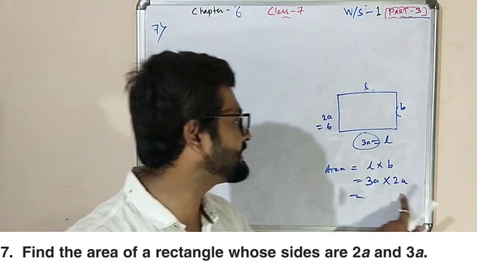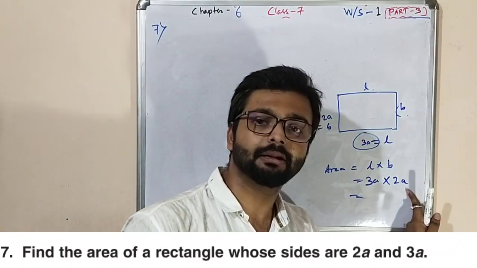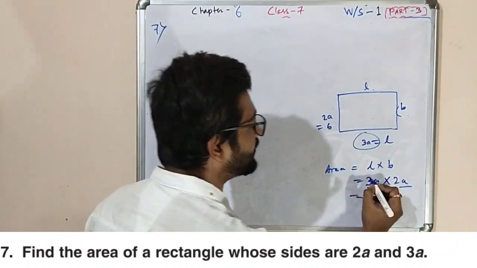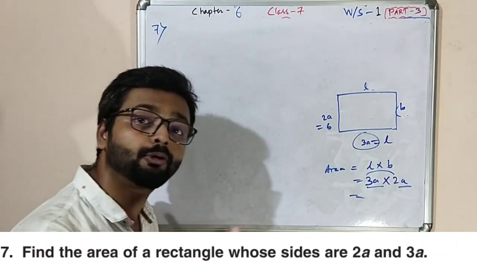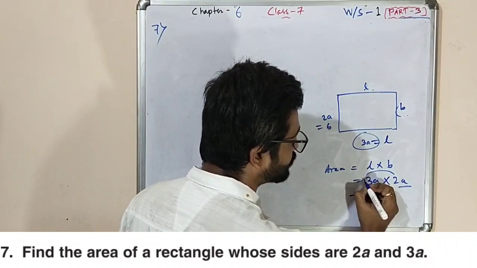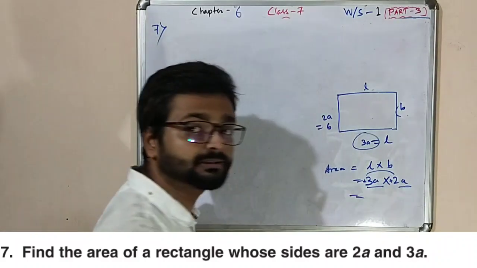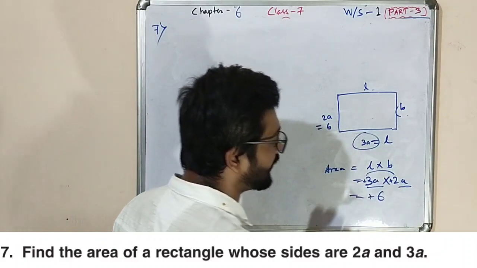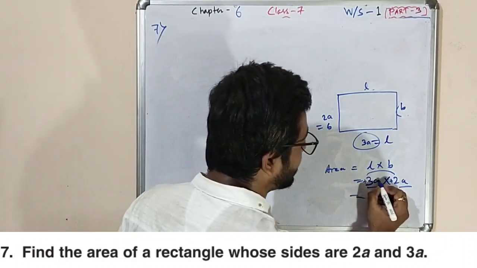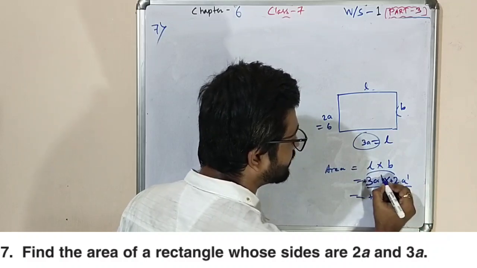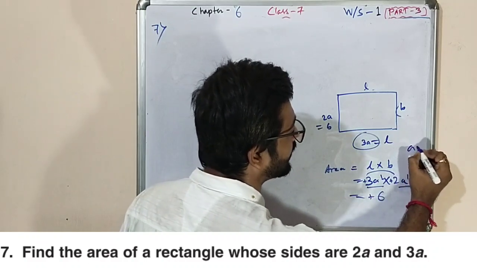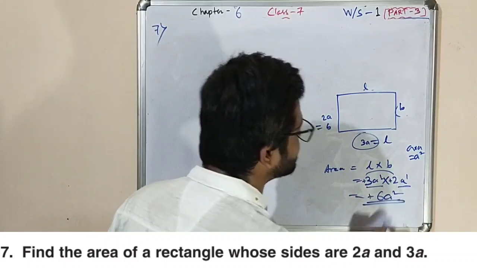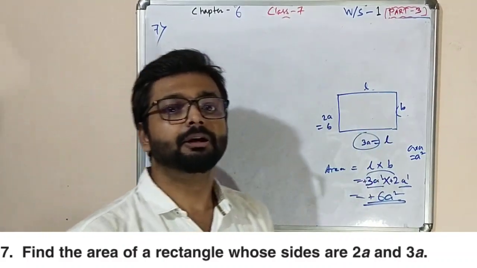You can see both are monomials, single terms. So what to do? Just simply multiply their numerals. Before that, I have to multiply their signs. No sign means plus, and that is also plus. So plus plus plus, and 3 twos are 6. Numerals I have to multiply. After that, a and a. What is the power? Nothing means 1, and there is also 1. So a into a is a square. So 6a square is the area of the rectangle.